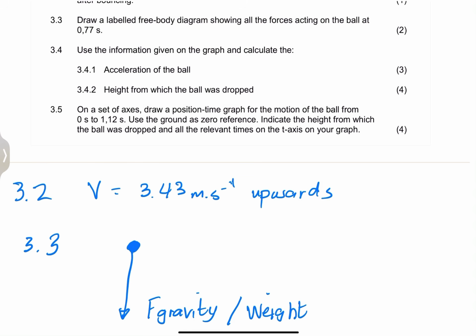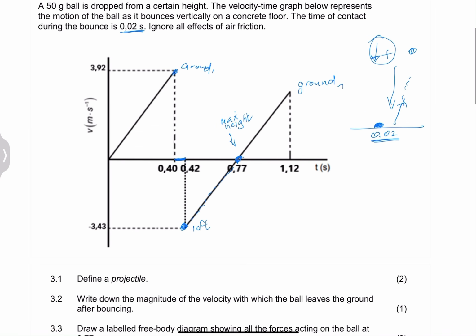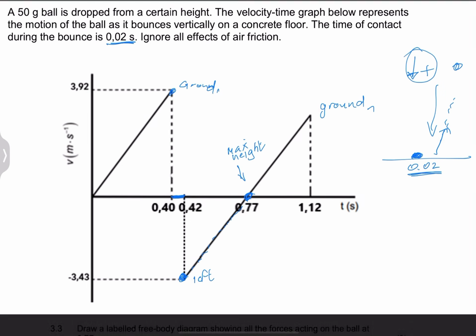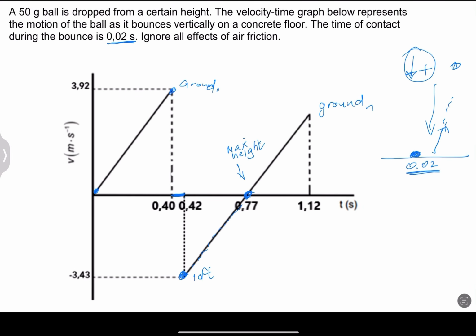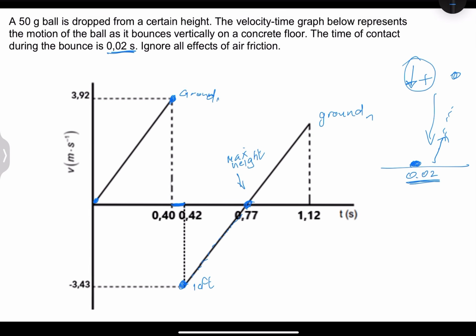Now, we know that acceleration is due to gravity, right? But they want us to calculate it using the information on the graph. So what are we going to do? It means that we need to calculate the gradient. Remember that in a velocity time graph, acceleration is indicated by that gradient. Okay, so you can actually use, let's say, the origin as well as that point there.